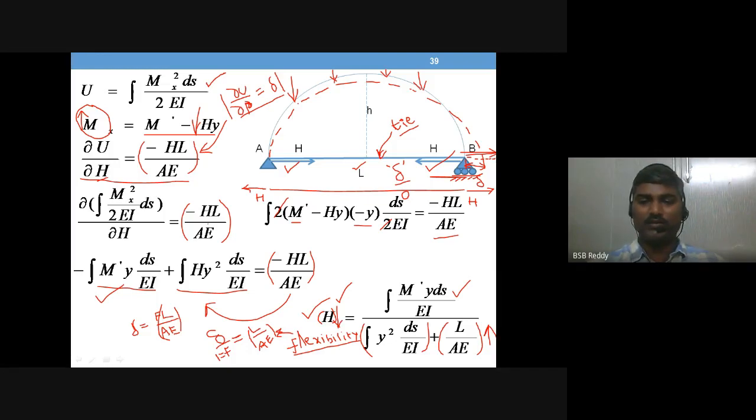Whatever may be the value of L by AE, maybe 0.00 something, it is ultimately going to be added and increase this denominator value. So this is the effect of the tie member when you provide it in the arch. Bending moment is going to increase. Okay, thank you all.